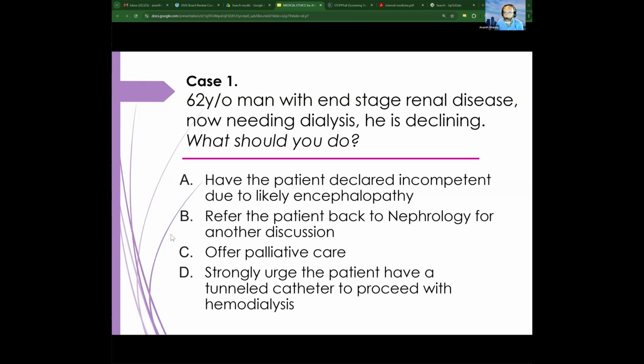So, answer choice A, have the patient declared incompetent due to likely encephalopathy. After all, they are stage 5 chronic kidney disease and uremic. I didn't give you the labs, but they are uremic. B, refer the patient back to nephrology for another discussion. After all, this is end of life. And are they sure they really don't want to pursue dialysis? C, offer palliative care. And D, strongly urge the patient to have a tunneled catheter to proceed with hemodialysis acutely and then defer the long-term decision to outpatient follow-up.